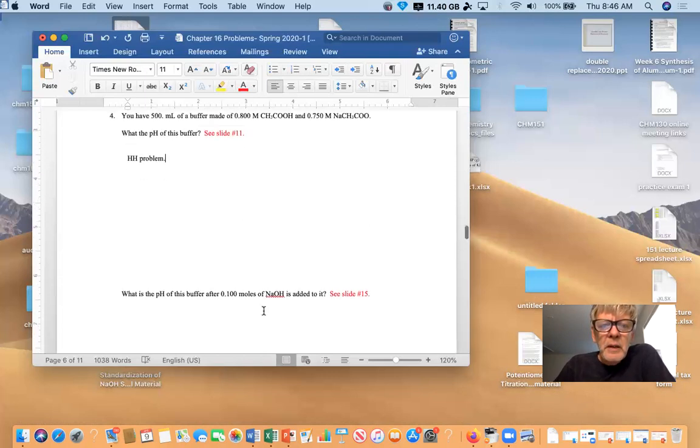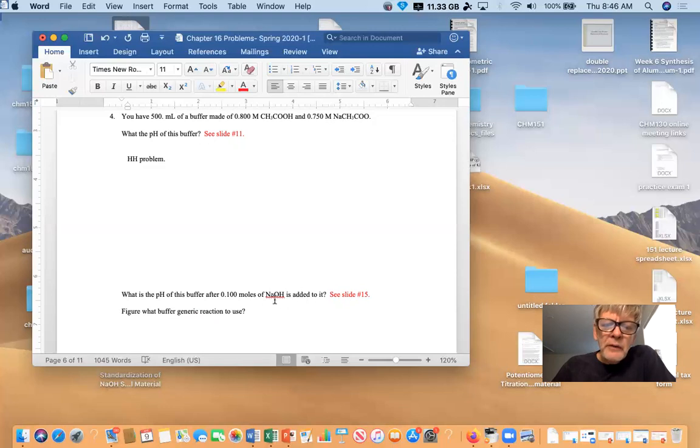Okay. So now then, we're going to take our buffer and we're going to add some sodium hydroxide to it. So the main thing on this one is we have to look at that slide 15. I think it's slide 15. We have to figure out what the buffer generic reaction is. That's really the main thing in this one.